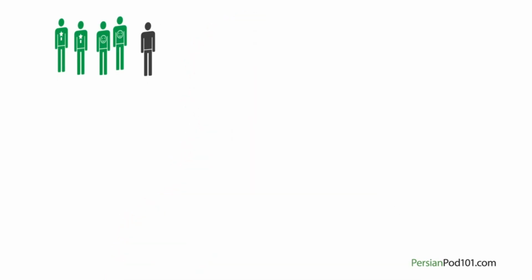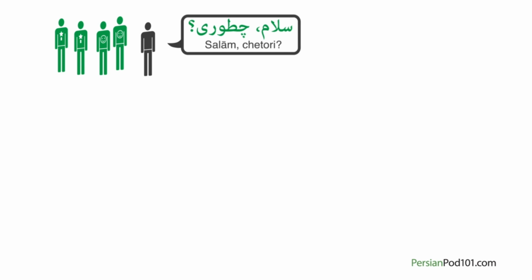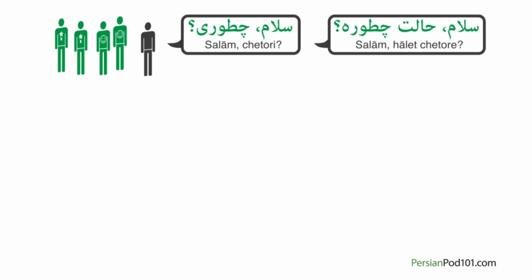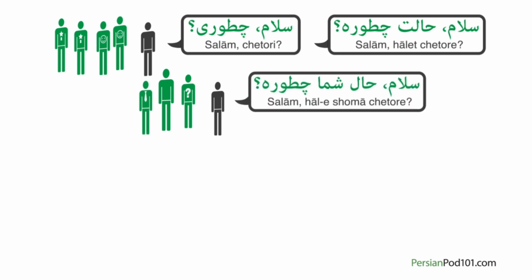Now you have learned many different ways to greet people in Persian. Let's review them all one more time. When meeting friends or relatives, salam, chatori. Salam, halet chatore. When meeting a stranger, someone older, or someone we don't know well, salam, hale shoma chatore.